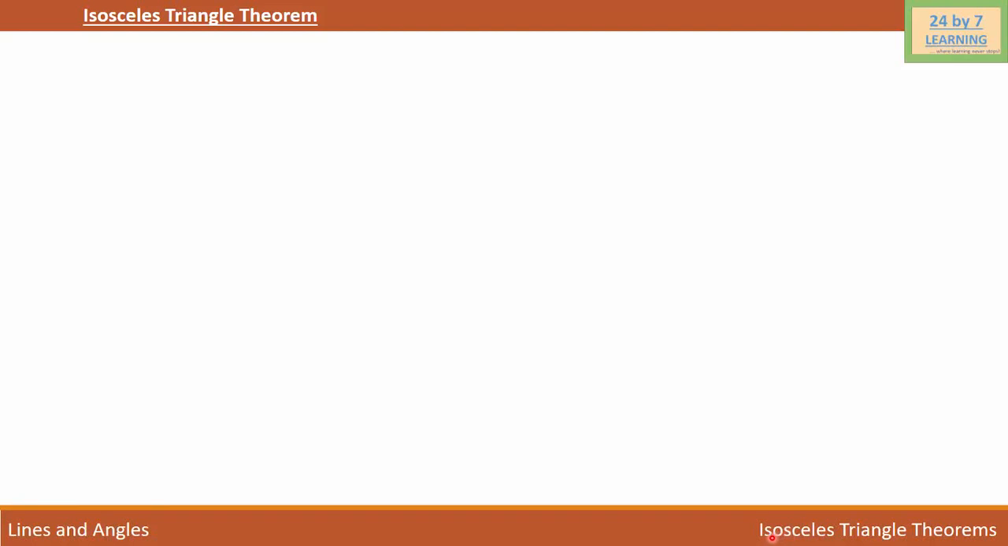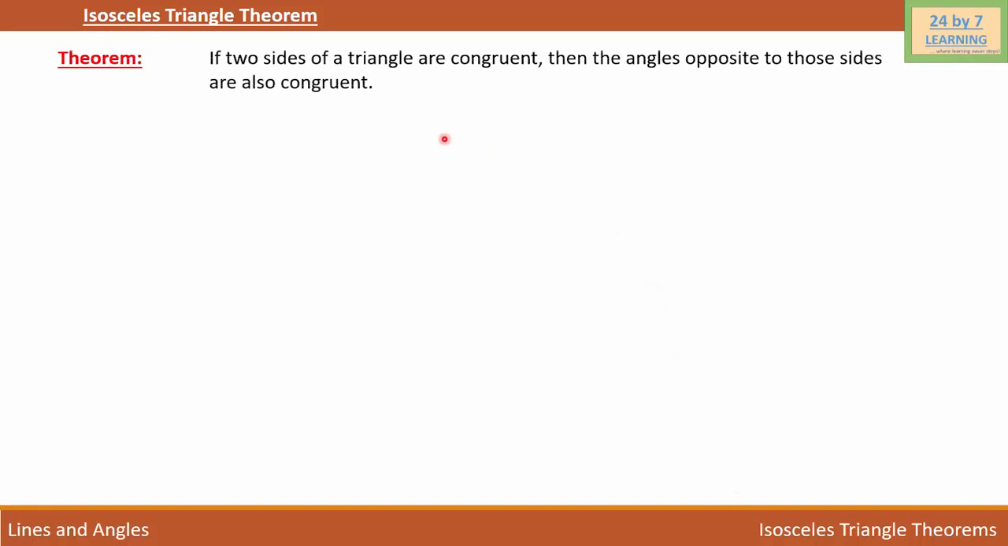In this video, we are going to talk about the isosceles triangle theorem. So let's begin. The theorem is: if two sides of a triangle are congruent, then the angles opposite to those sides are also congruent. And two sides of the triangle are congruent, so we are taking AB is congruent to AC. Now let's consider the triangle.